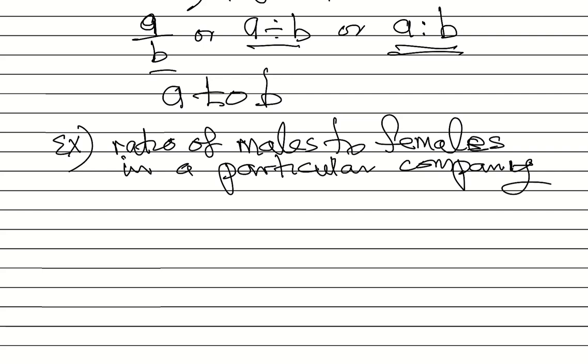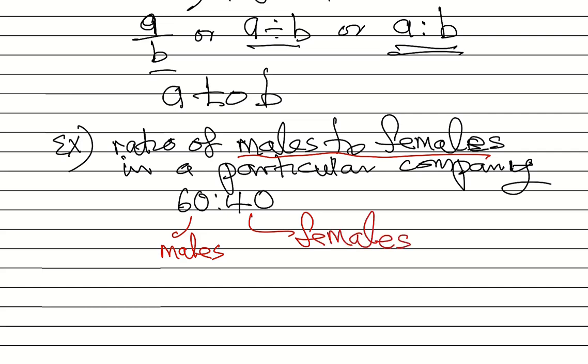So we can say it's like 60 to 40, right? That means you always pay attention to what the figures mean. It says males to females, right? So that means 60 represents males, 40 represents females. So you always pay attention to what the numbers stand for. If you don't do that, then you're going to end up misinterpreting the figures, right?